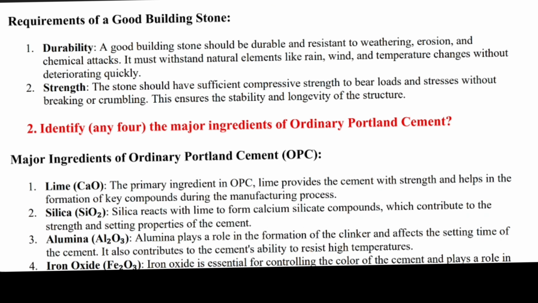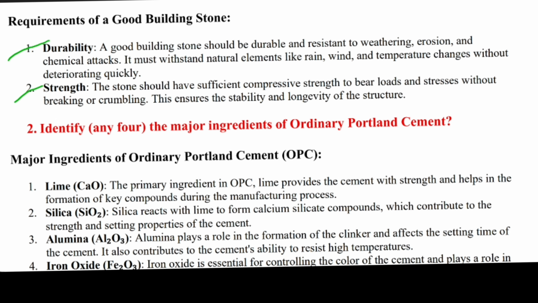A good requirement is that it should be durable, and the second is strength. So you can write that it is durable and it has strength. If you want me to explain how durability takes place: if the building stone is durable, it will be resistant to weather, erosion and chemical attack. It will also withstand rain, wind and temperature changes without any deterioration of the stone.